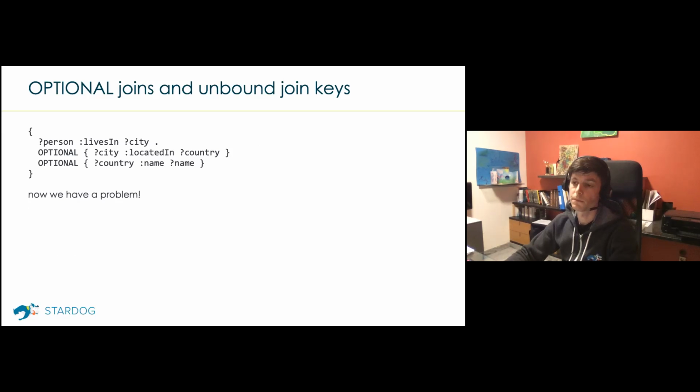A lot of people will produce something like this at that point. So they just put patterns which can be missing, which can correspond to missing data in the graph. They put those in the optional clauses. And at this point, we have a problem.